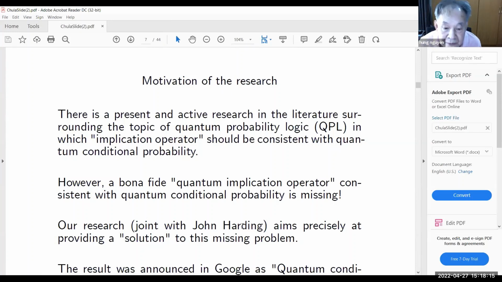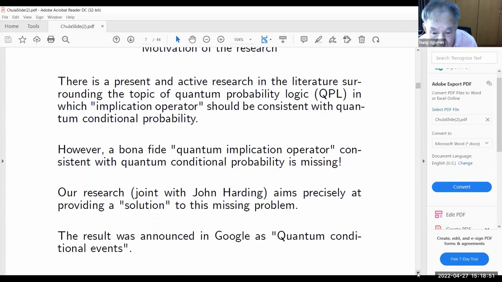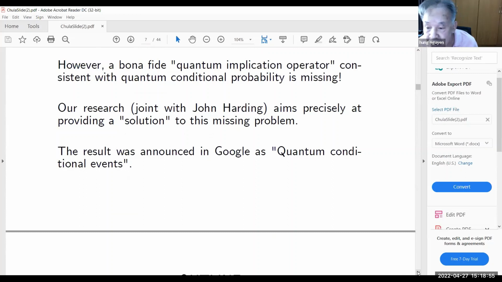So our research, joint with a colleague of mine, John Harding, aims precisely at providing a solution to this missing problem. They talk about implication operator, but there's no quantum operator consistent with the truth value. And that is the problem of research right now in the literature. So we get the solution to it. And you will see it turned out to be amazing. It's very easy, and I don't know why they don't know. The result is announced on Google. If you search Google for quantum conditional event, you will see a couple of things. In fact, I sent out another paper that just appeared, so you can have all the detail in that.